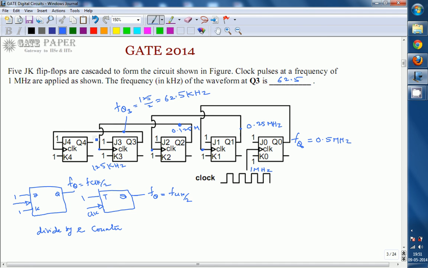If you want to calculate the frequency of Q4, that will be half of 62.5, which is 31.25 kHz, the frequency at Q4. But what was asked is only the frequency at Q3, so that is 62.5 kilohertz.